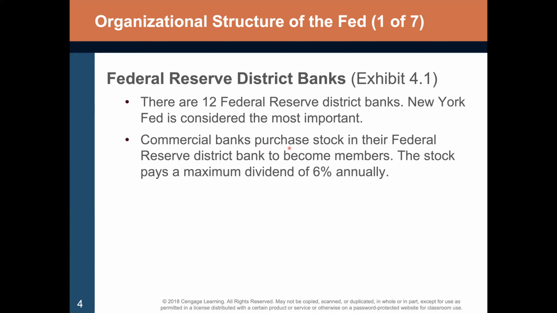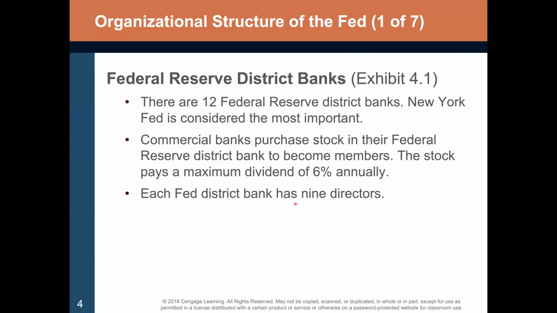Commercial banks purchase stock in their Federal Reserve District Bank to become members. So commercial banks become member banks when they purchase stock in the Federal Reserve District Bank. The stock pays a maximum dividend of 6% annually. So one benefit to commercial banks is this dividend, but certainly there are other benefits which we'll discuss.